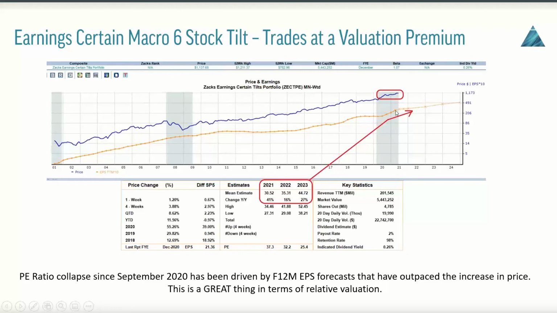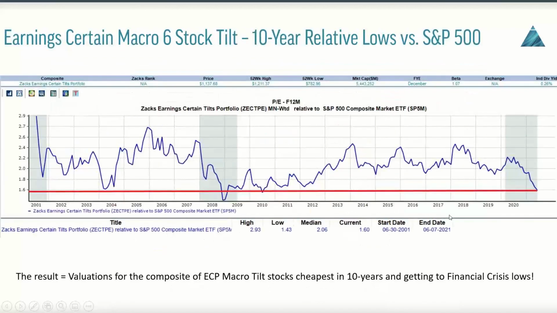So as this takes place every day, every week that goes by, that F12M earnings point just keeps growing and growing and growing. So we get what we call a valuation catch-up, where the earnings catch up to the actual price. And that is what is driving that PE ratio down. Again, this is a really, really good thing in terms of relative valuation.